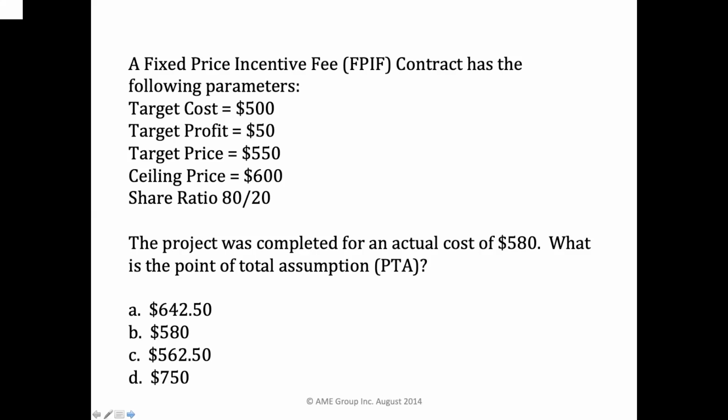The share ratio is 80-20. The buyer's share is first. The seller's share is second. We'll come back to that later. The project was completed for an actual cost of $580. What is the point of total assumption?